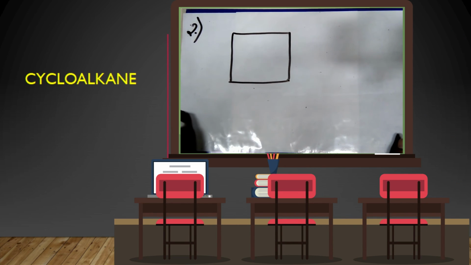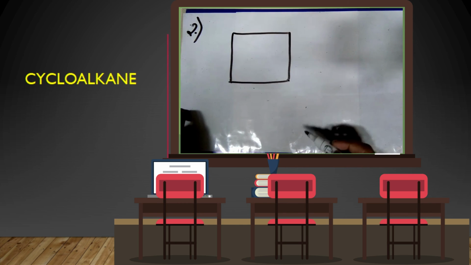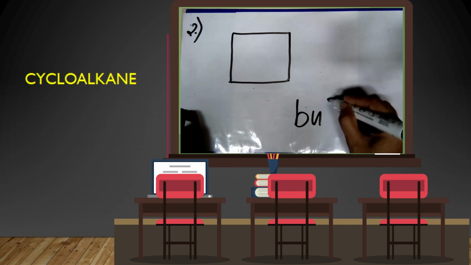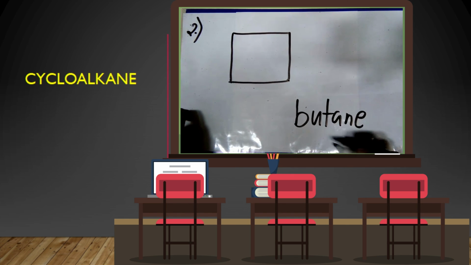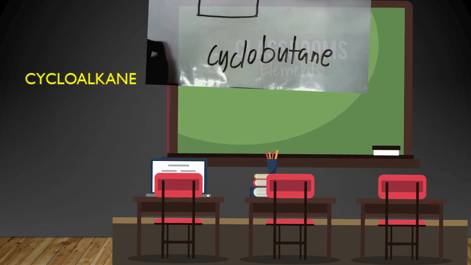Okay, so how about this cycloalkane here? What is the name of this one? So let us count the parent chain. How many carbon atoms? So 1, 2, 3, 4. So since it contains 4 carbon atoms, so the name is butane. And do not forget to write cyclo. So the name of this one is cyclobutane.